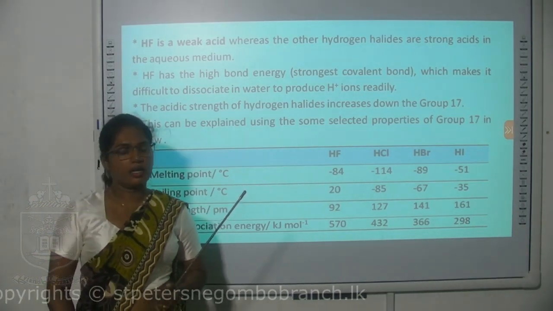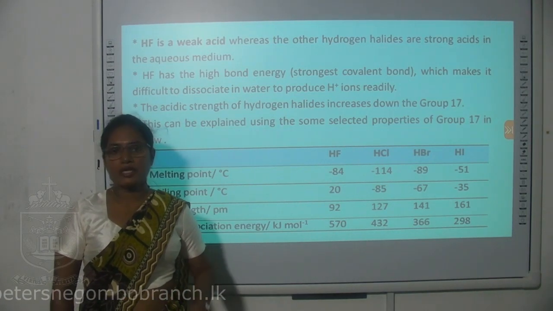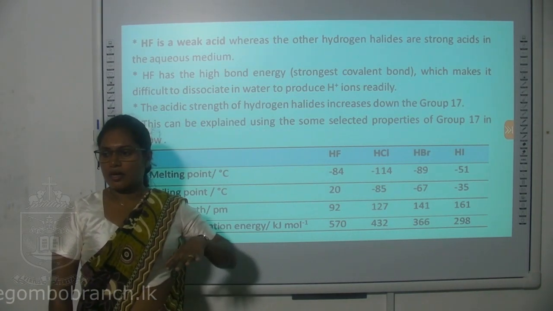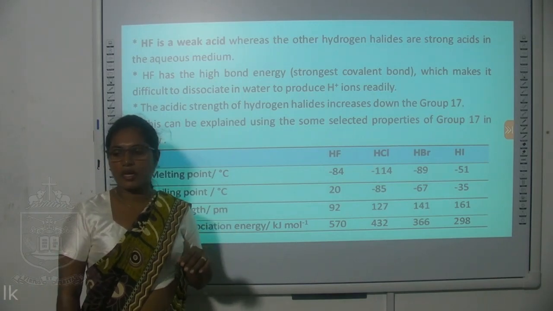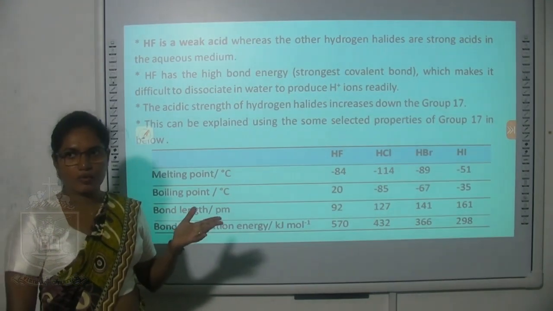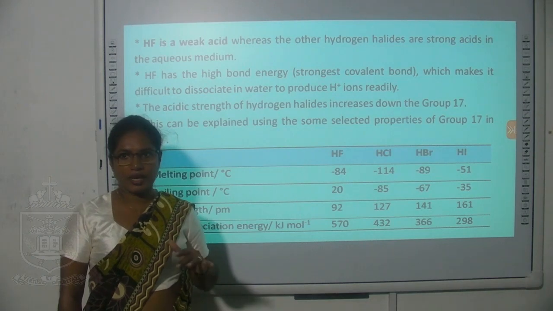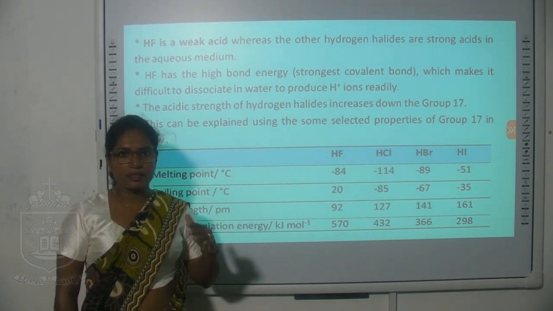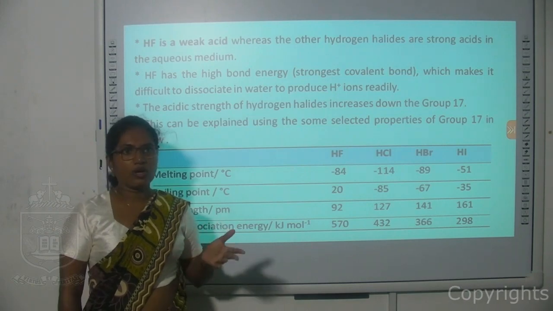Then HF is a weak acid, but the other hydrogen halides are stronger acids in aqueous medium. As I showed you in the previous equations, HF dissociates partially, so it is a weak acid, and other halides dissociate totally, and they are stronger acids.